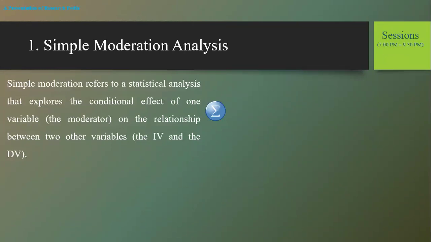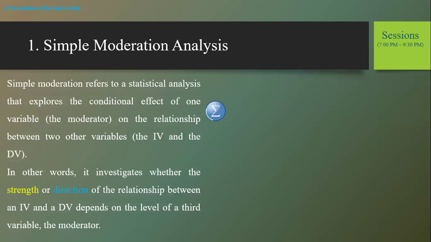So simple moderation refers to a statistical analysis that explores the conditional effect of one variable, that is the moderator, on the relationship between two variables, that is the IV and the DV. So when there is an IV and a DV, and you want to change the impact or the direction of the impact of the IV, you need to see a moderator that will change the direction. In other words, it investigates whether the strength or direction of the relationship between an IV and DV depends on the level of a third variable, that is the moderator.